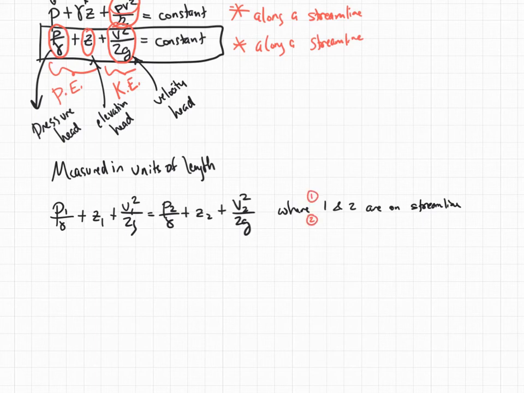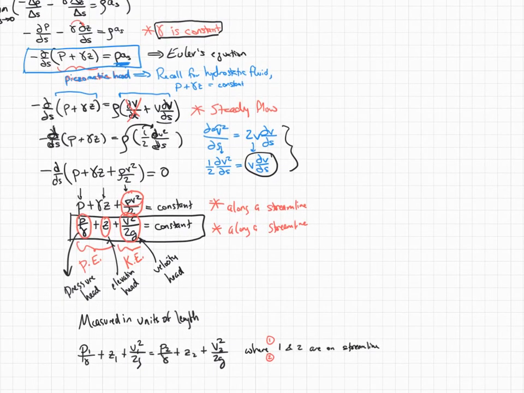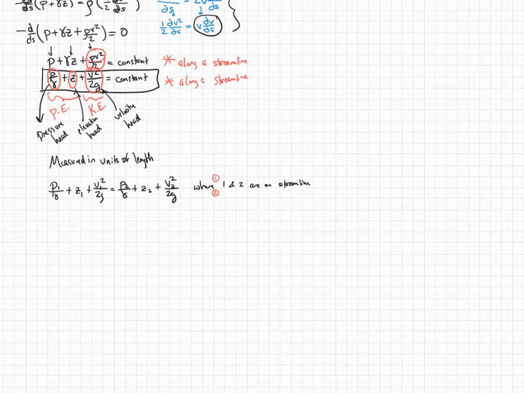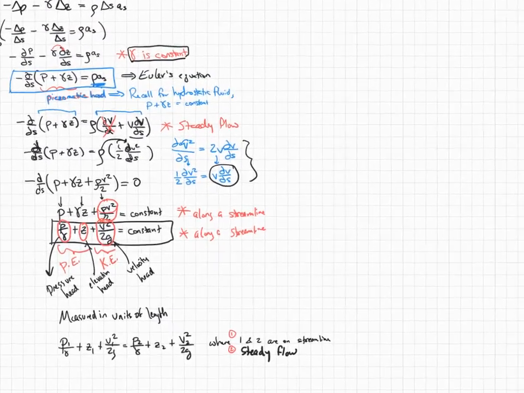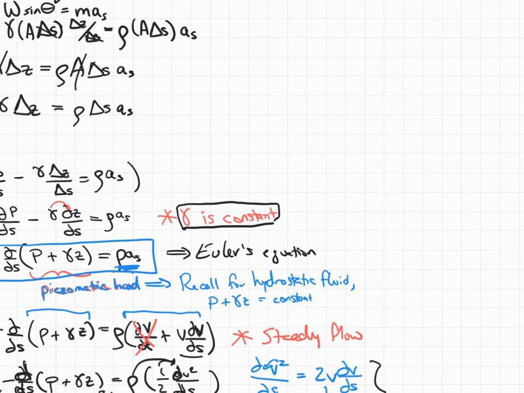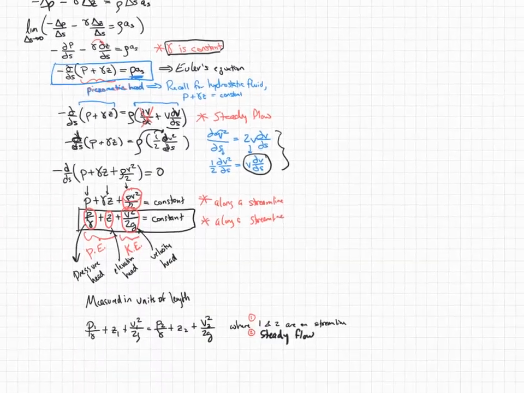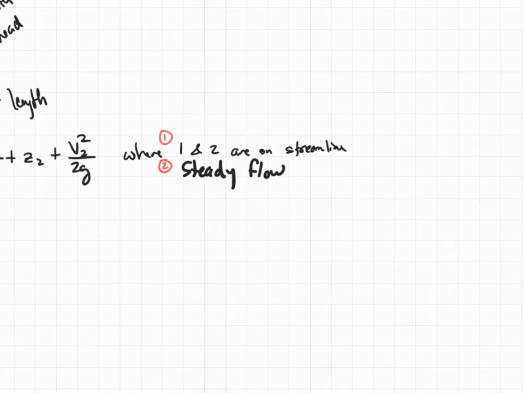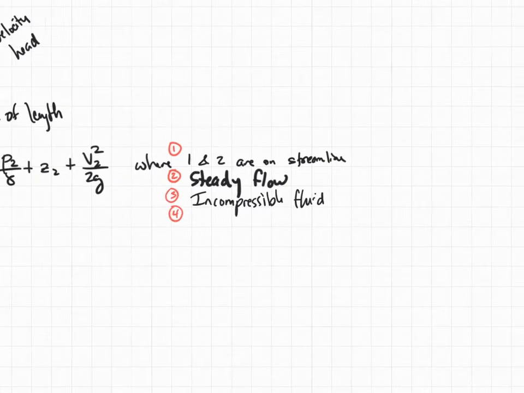Assumption number 2: what other assumptions did we make? Steady flow. Gamma is constant, so if gamma is constant, we're dealing with incompressible flow. So number 3 is incompressible fluid. I think there was a 4th one, let's go see what we got.